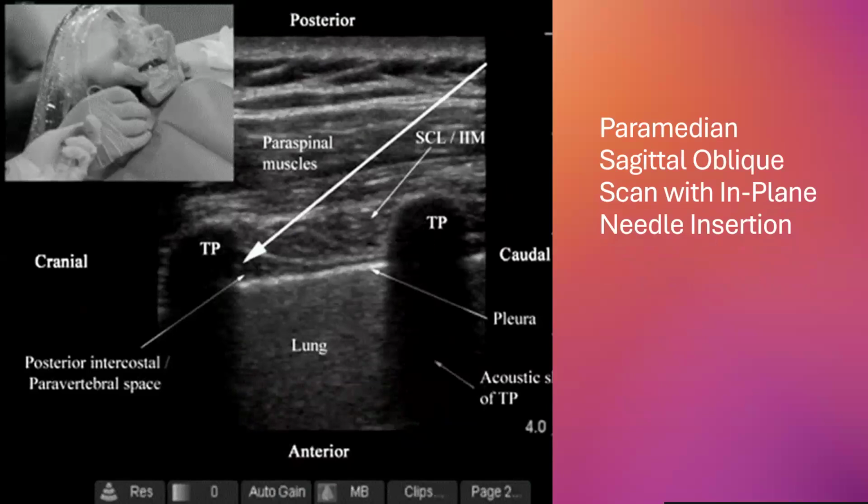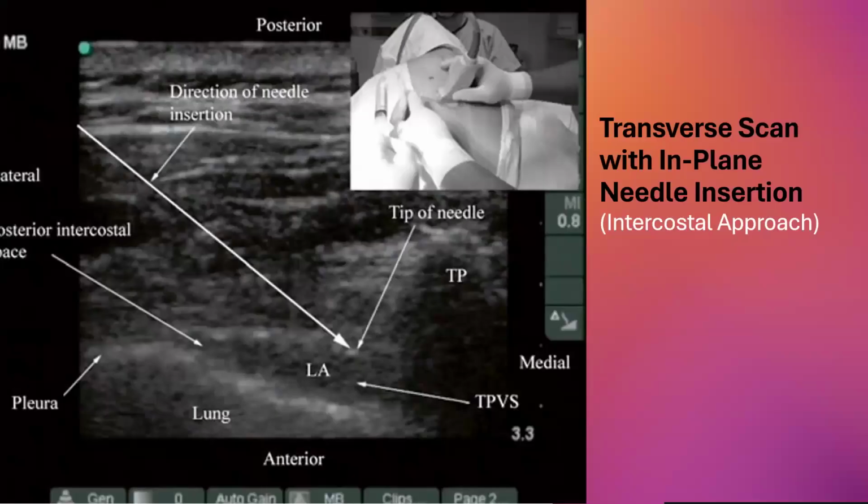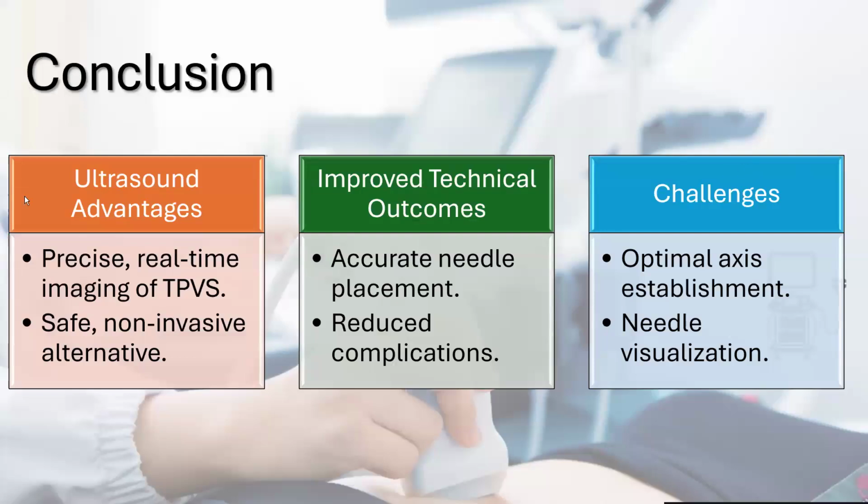Okay, and paramedian sagittal oblique scan in plane needle insertion is also possible, and if you are doing it at multiple levels, if you want to cover multiple rib fractures, in that case you have to put the probe at multiple locations. That actually improves the distribution of the drugs. Remember, giving too much drug at one place might give rise to a wrong spread of the drug. Okay, now coming to the conclusion, ultrasound definitely gives precise real-time imaging of the thoracic paravertebral space.